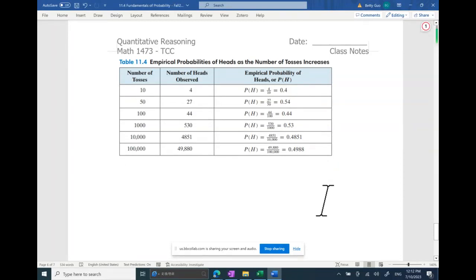One more thing I want to point out is that not every event has a theoretical model, a theoretical probability value. Tossing a coin is a theoretical model, as you can see. But many other situations are not theoretical, so it's not possible for us to find the exact value of the probability. We could only estimate. We could only use the sample proportion to estimate the empirical probability.